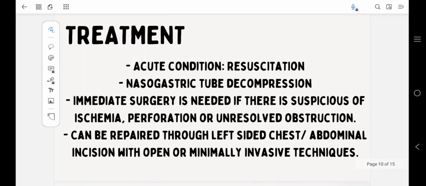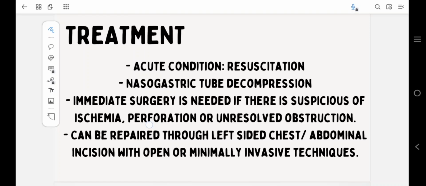Coming to the treatment part, there are basically two conditions. One, when the patient presents with acute conditions like obstruction or GI bleed. In those conditions, we have to first resuscitate the patient. We give a Riley's tube and nasogastric tube decompression is done. Immediate surgery is needed if there is suspicion of ischemia, perforation, or unresolved obstruction.